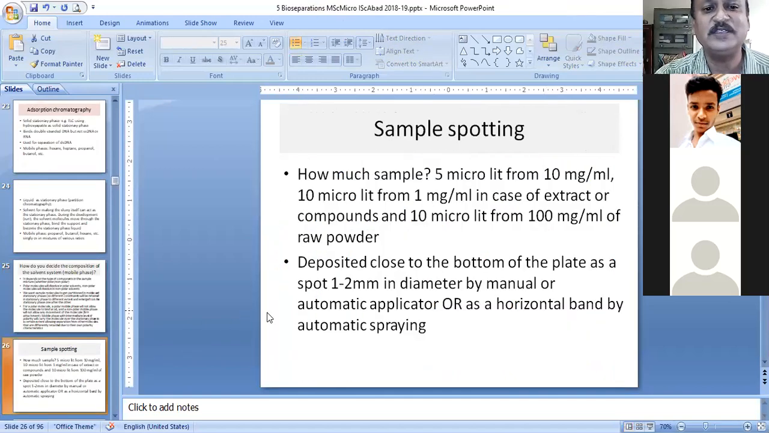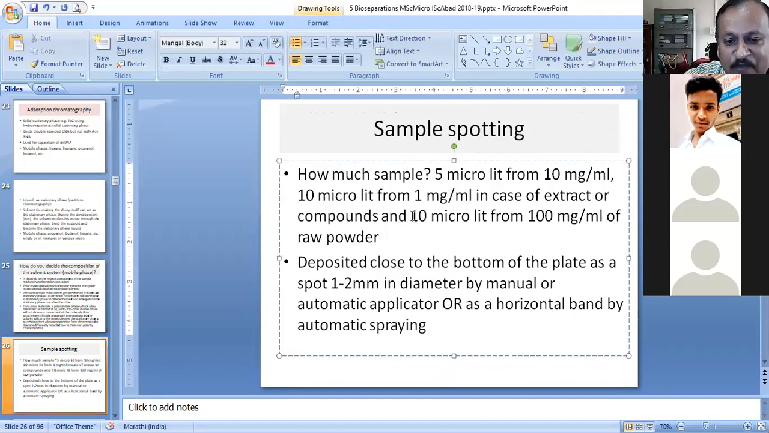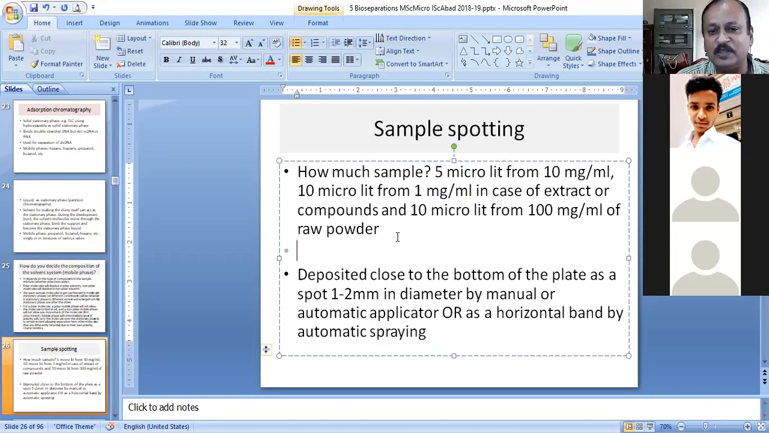Okay. How do we spot the sample and how much sample is spotted? Now, as I've already told you, either we use a capillary or we can use a pipette. Okay. And approximately we can spot about 5 microliter to 10 microliter of the sample. Okay, if your sample concentration is 10 milligram per ml, for example, then you spot 5 microliters. And if your sample contains 1 milligram per ml, then you require larger quantity of the sample, it is about 10 microliter.